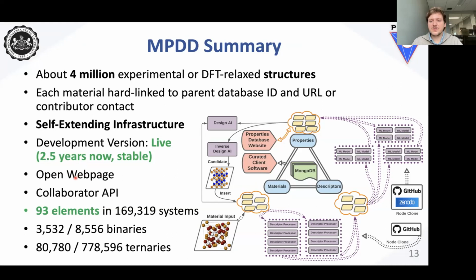And if you're interested in being a collaborator on this, we have an API that you can use. In general, we cover 93 elements in 170,000 systems. And that includes almost half of all the binaries and 10% of all the ternaries. That doesn't sound like a lot, but again, this is 4 million structures. So it shows at the same time how much information we have and how much information there is still to be explored.